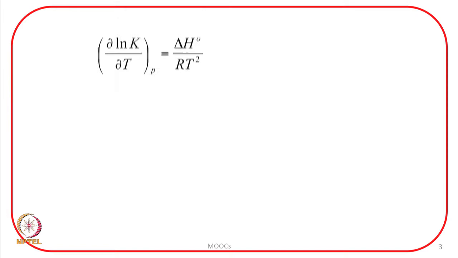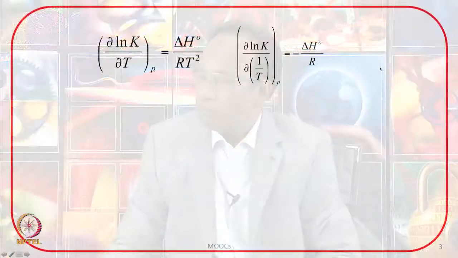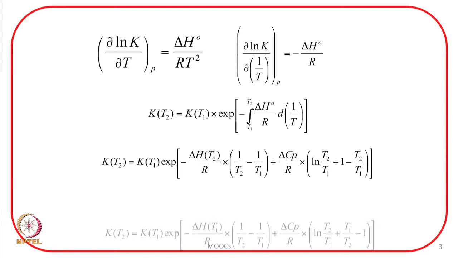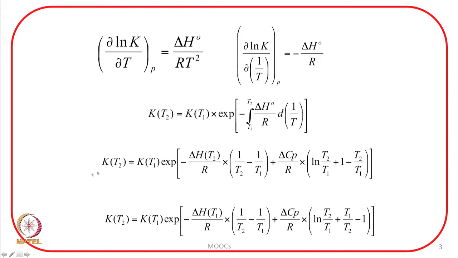Then we went ahead and used the van't Hoff equation. One can use any of these two forms to arrive at the final two equations which are mentioned in this slide. And these equations basically connect the K at a certain temperature with the knowledge of K at a reference temperature, or in other words, K at temperature T2 with K at temperature T1 with the knowledge of the enthalpy change at that reference temperature and the corresponding heat capacity change along with the temperatures T2 and T1. These we discussed in the previous lecture.